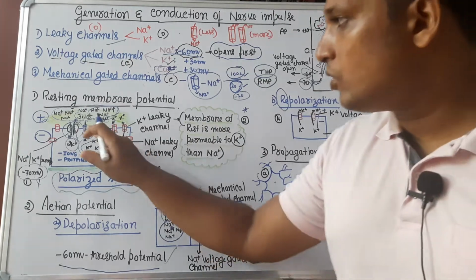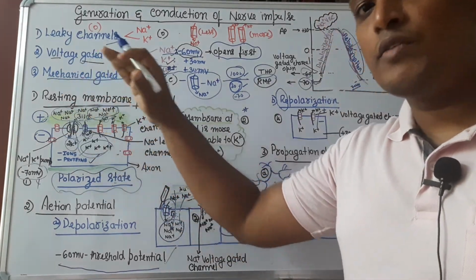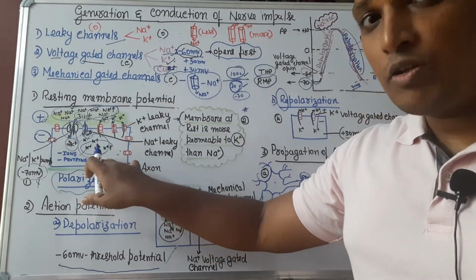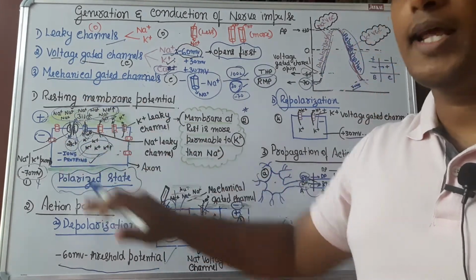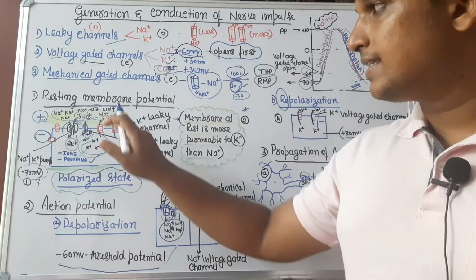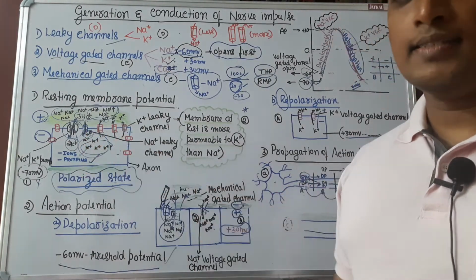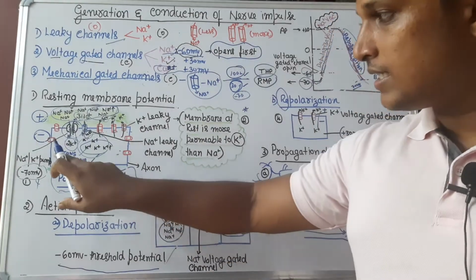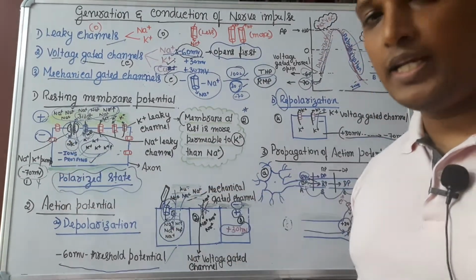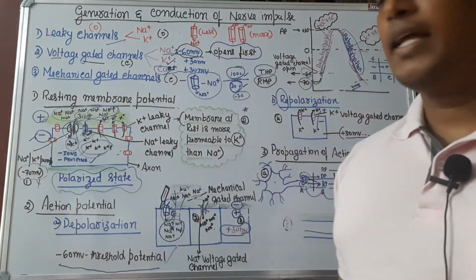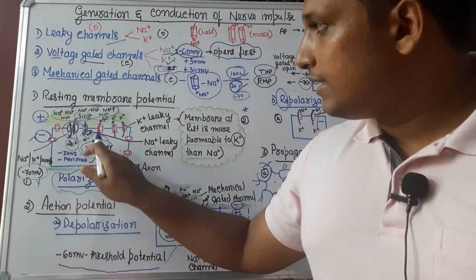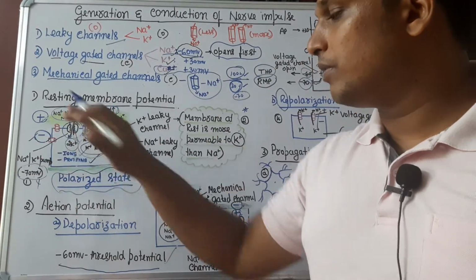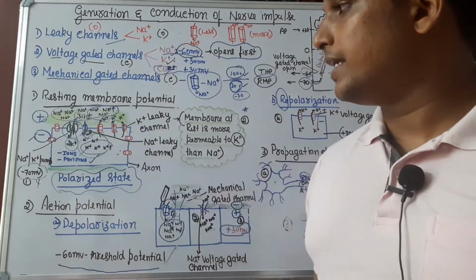Same thing. Outside there is more concentration of sodium ions, inside there is more concentration of potassium ions, but compared to sodium, potassium is less inside. Hence outside is plus, inside is minus. Also, inside there are negatively charged proteins that contribute to the negative charge, but it is mainly because of the difference in positive charges that is responsible for this polarity.